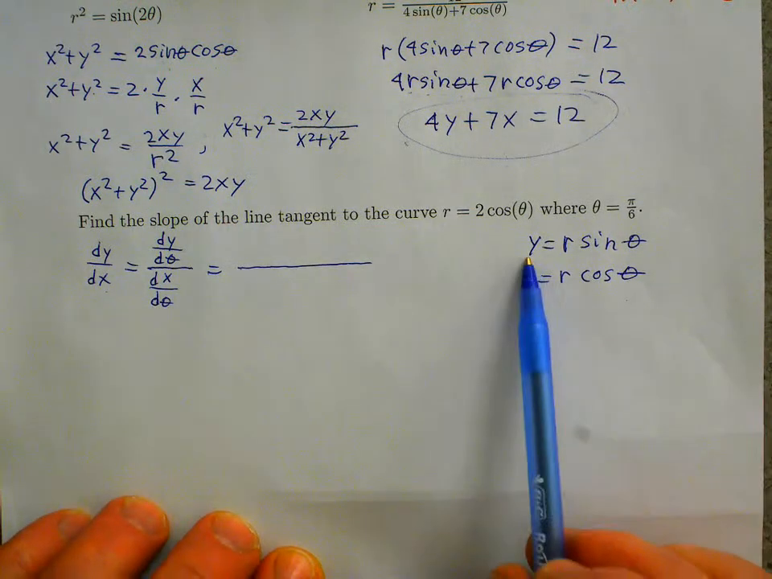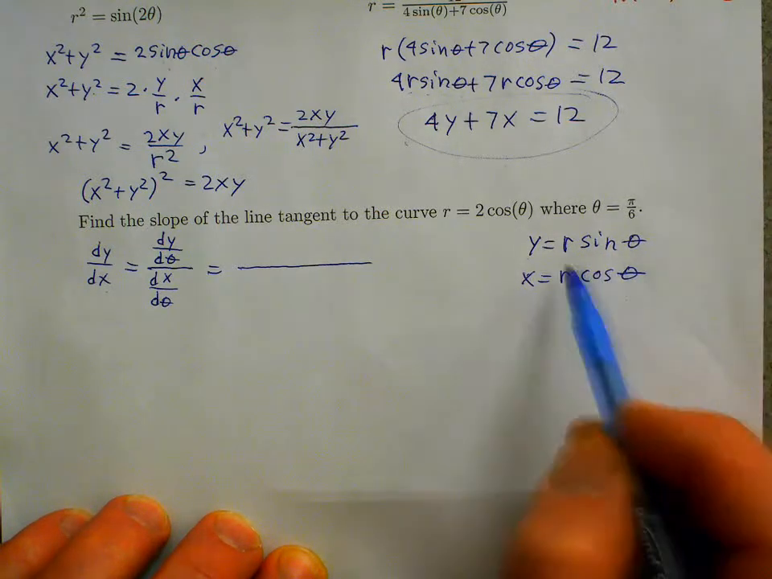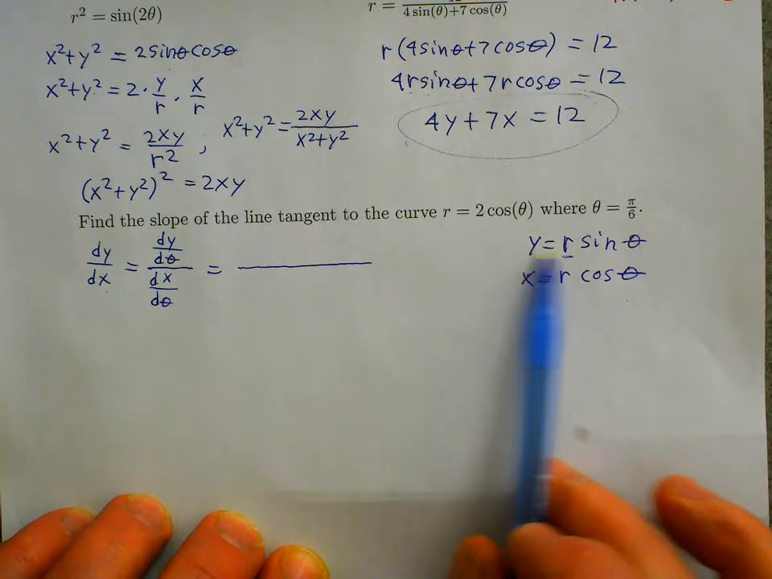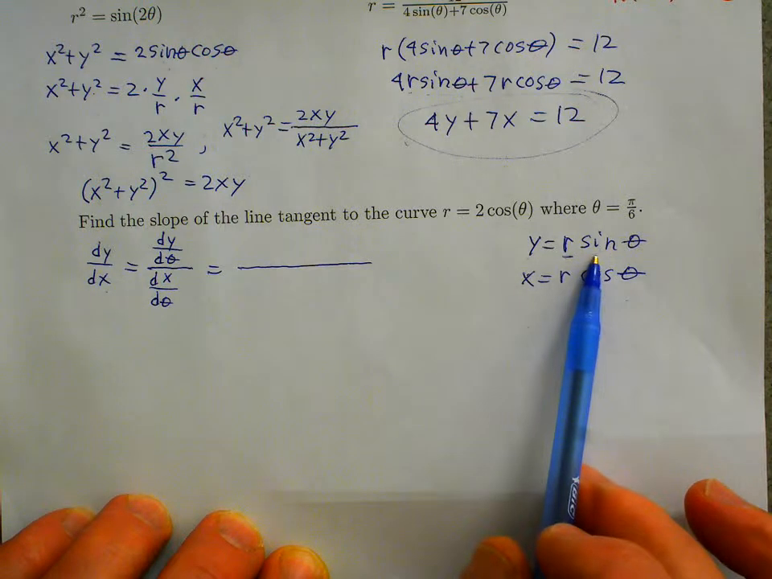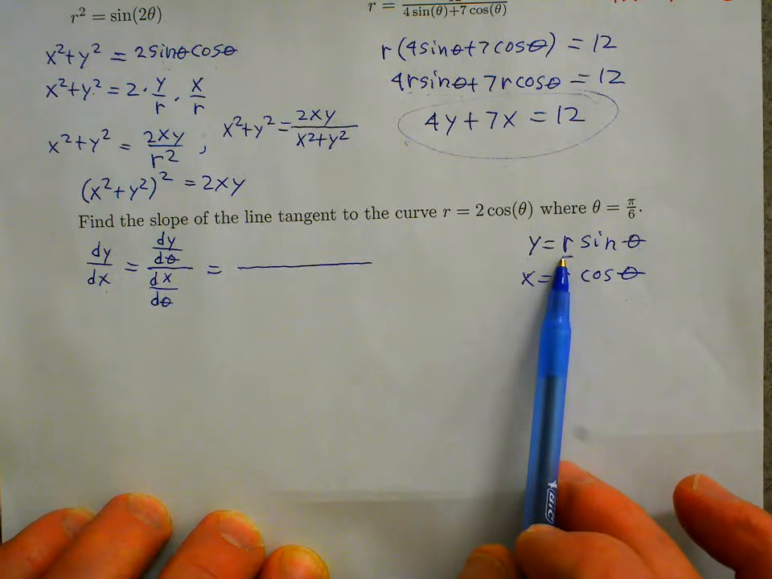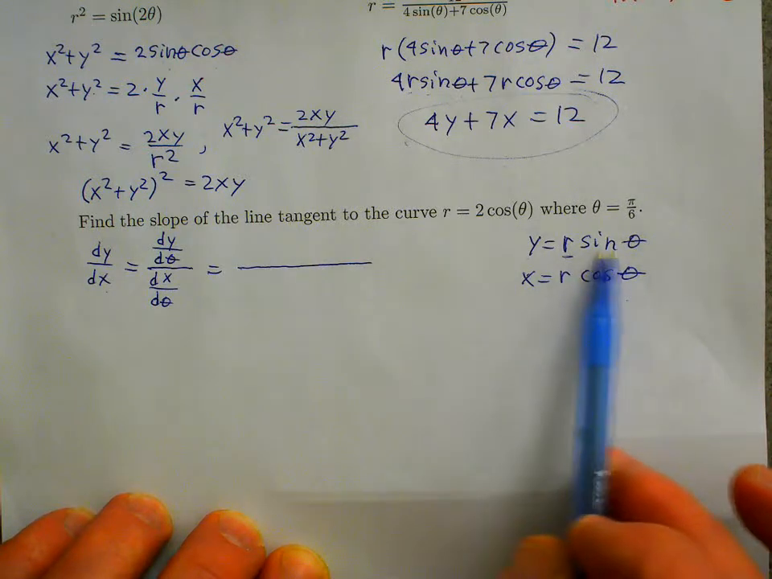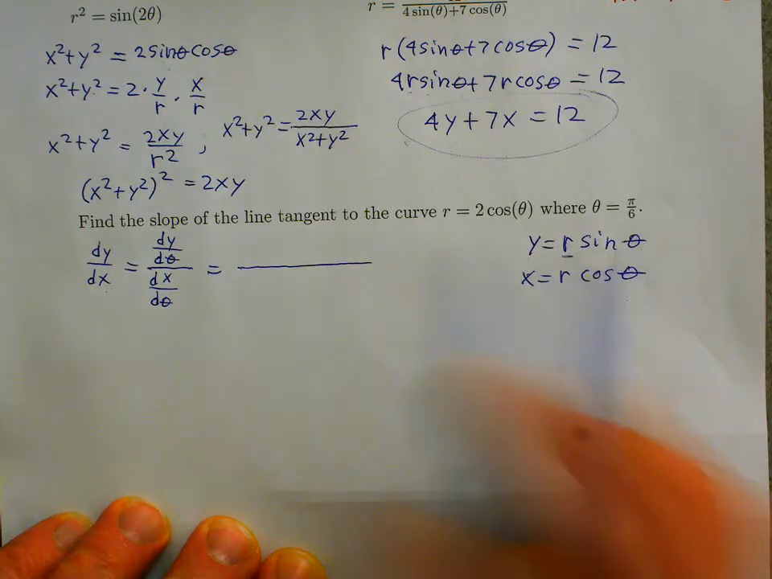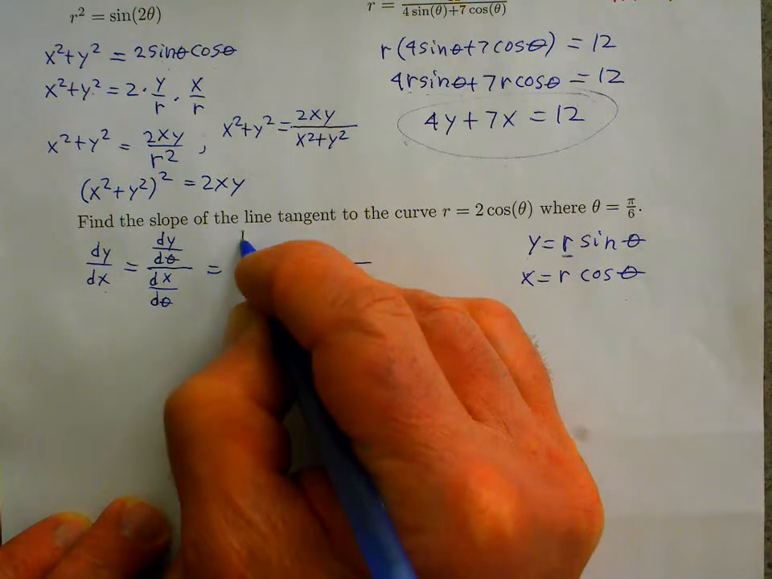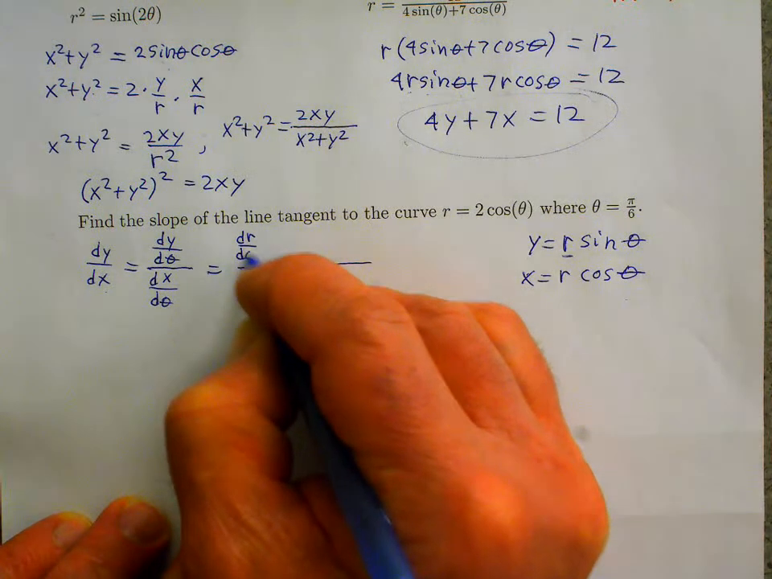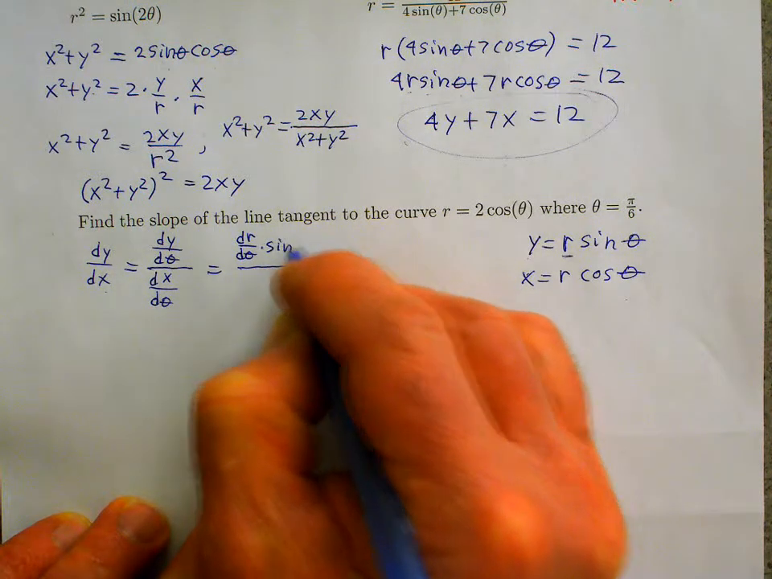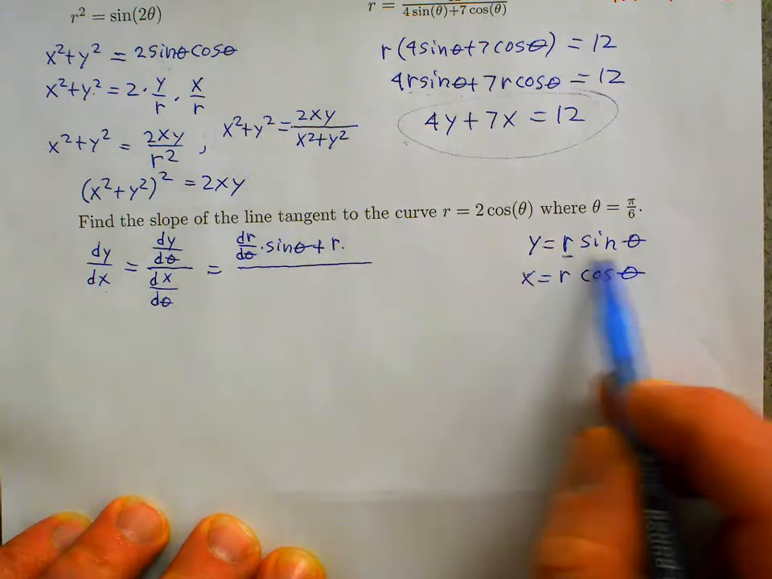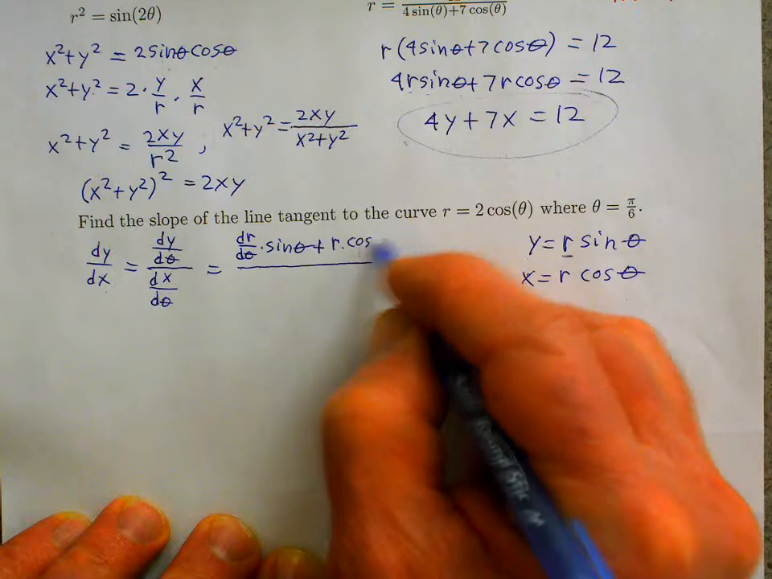Okay, so if y is equal to r times sine of theta, where r itself is a function of theta, we have to use the product rule, right? R is a function of theta multiplied by a function of theta, sine of theta. So the derivative of y with respect to theta is, by the product rule, the derivative of r with respect to theta times sine of theta plus r times the derivative of sine of theta, which is cosine of theta.